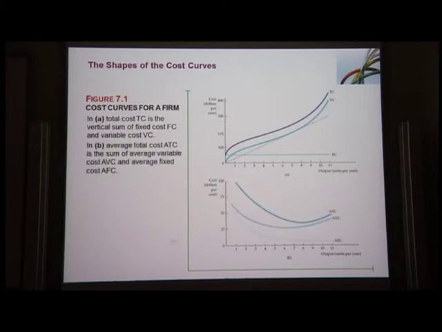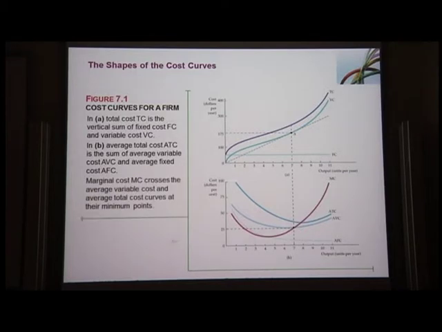Then just in terms of short-run cost curves, it shows you that the total cost curve is the vertical sum of fixed cost and variable cost. The fixed cost is the horizontal line, and then the variable cost, in total, gives you TC, the total cost. And then for marginal cost, we've got only one marginal cost curve, which is U-shaped. And then we've got the ATC, the average total cost, and the average variable cost curve, which is also U-shaped.